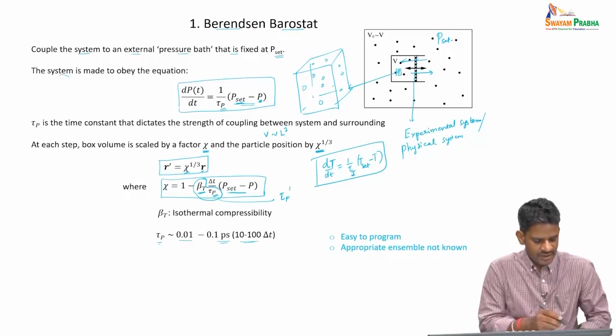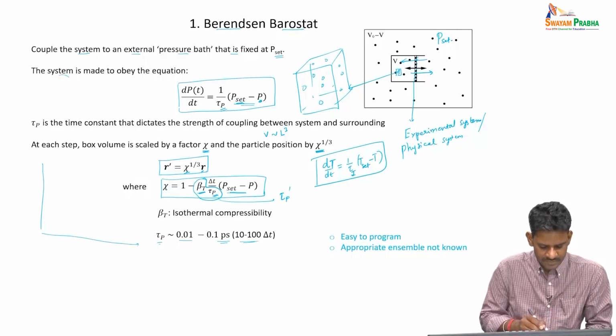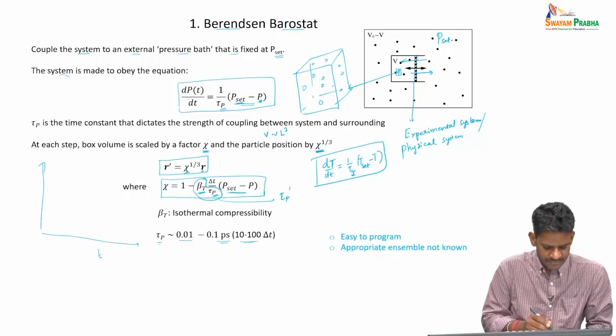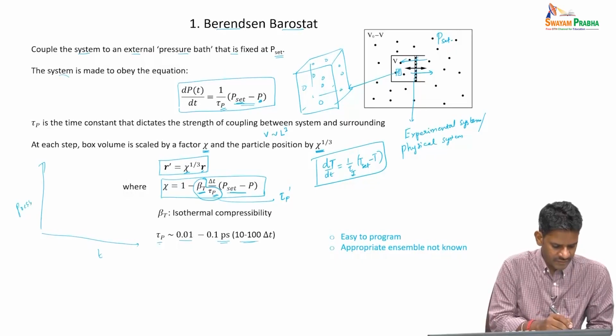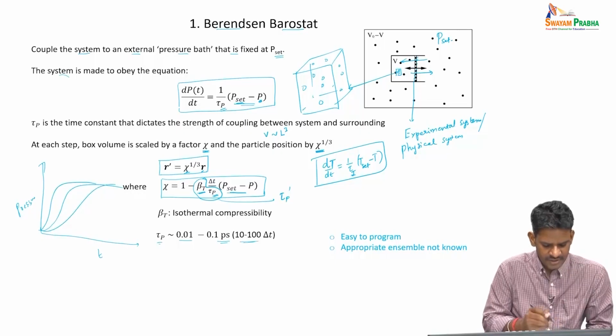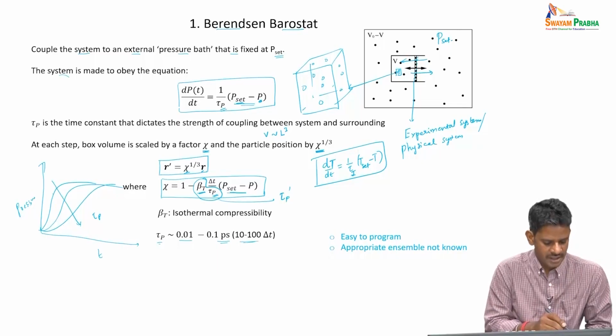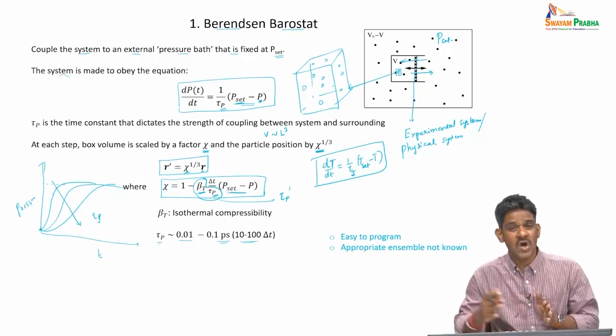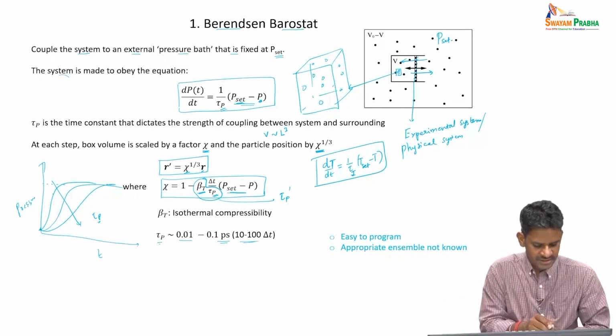So, if I look at the response of the system with respect to time, you will see that the pressure will reach the set value at different rates depending upon the tau p value. So, tau p basically increases this way. When tau p is very small, the pressure basically goes to the set pressure very quickly, and when tau p is large, that means it takes a longer time to catch up to the set pressure.